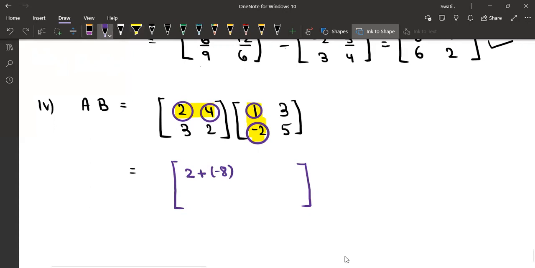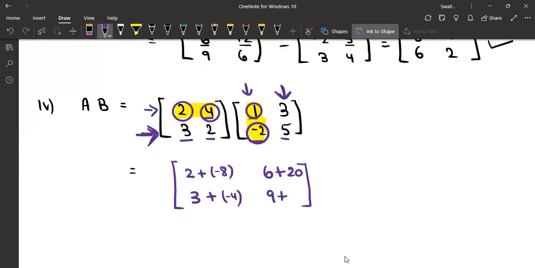Now, what will be the second entry? That means A12. For that, you have to take the first row and now the second column and do the same thing. So 2 times 3 is 6 plus 4 times 5 is 20. This is your A12 entry. Now, next entry will be the second row and the first column. You do the same thing. 3 into 1 is 3, and then plus 2 times minus 2, that is minus 4. Next is the second row and the second column. So 3 times 3 is 9 plus 2 times 5 is 10.